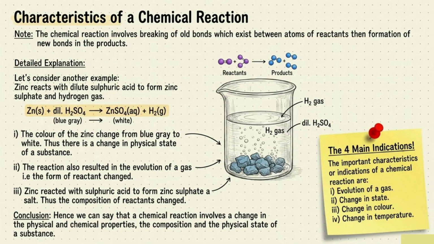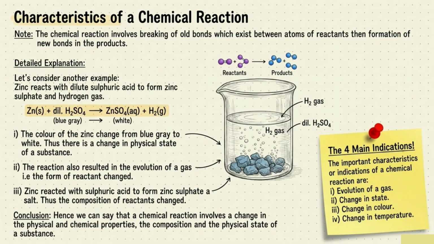Very noticeable. Third, the zinc actually reacted with the acid to form a salt. So the actual chemical composition of our starting materials completely changed. This gives us our detective's checklist. In your notes, students, create a summary box titled The 4 Main Indications. If you want to know if a chemical reaction has taken place, look for these 4 signs.